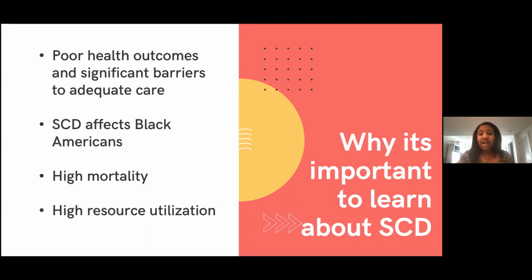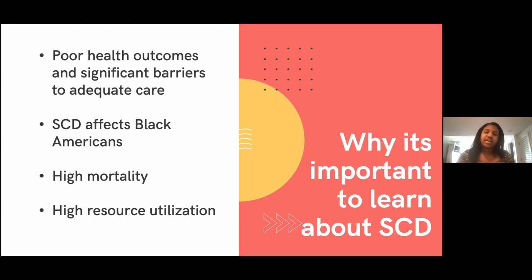SCD carries a high mortality rate. Life expectancy is actually somewhere in the early 40s. So adults with the most severe forms of sickle cell disease have a lifespan that is 20 to 30 years shorter than that of those without sickle cell disease. And unfortunately, those deaths affect young people. About 1 in 6 deaths that occur in those with sickle cell disease occur in those under the age of 25. And then nearly half of them occur in those over the age of 44.